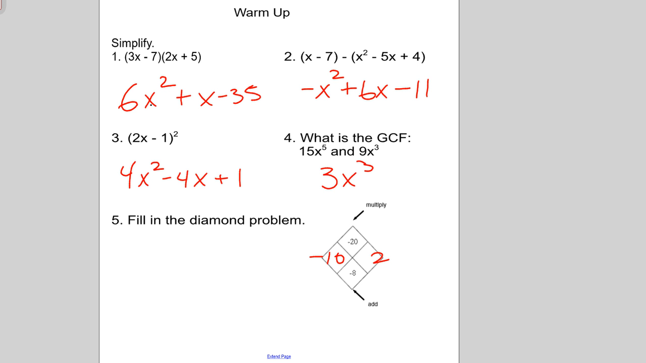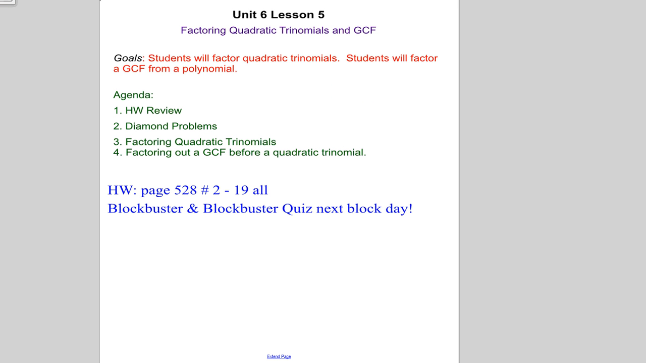All right, guys, so there's the answers to the warm-up. Check them, and if you have any questions, ask your neighbor, ask the teacher. So here's our agenda. We're going to go over homework. You're going to do some diamond problems, and then you're going to learn why we've been doing these diamond problems. Your homework for next class is on page 528, 2 through 19 all, and you're going to have your Blackbuster quiz due on Black Day. Don't forget about that.